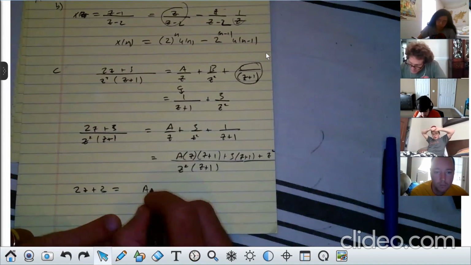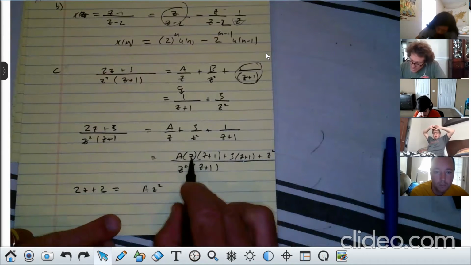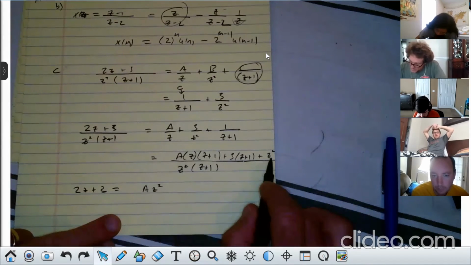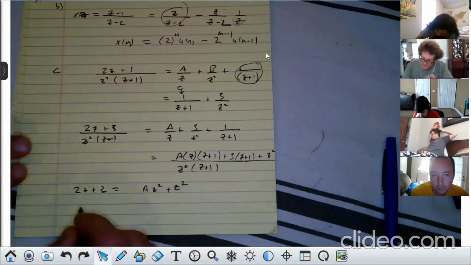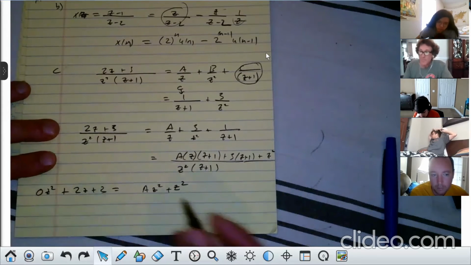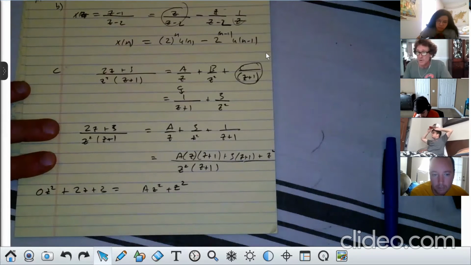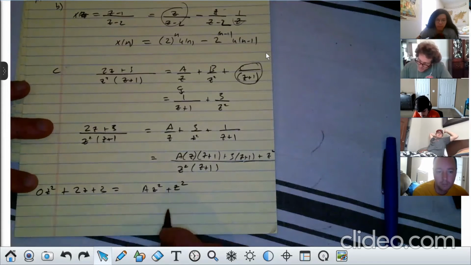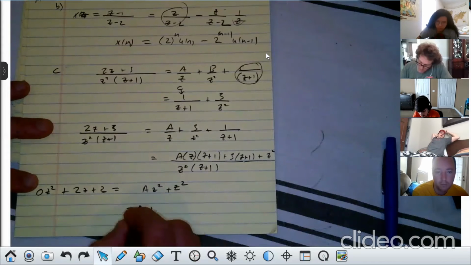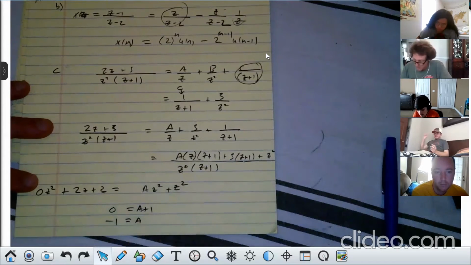A z squared, right? That's z times z is z squared. And then I have plus z squared, right? And over here, what do I have? I have 0 z squared, right? There are no z squared terms over there. Correct, class? Y'all see this? The coefficient of z squared is 0. So that means a plus 1 equals 0, or a is equal to minus 1. Correct, class?